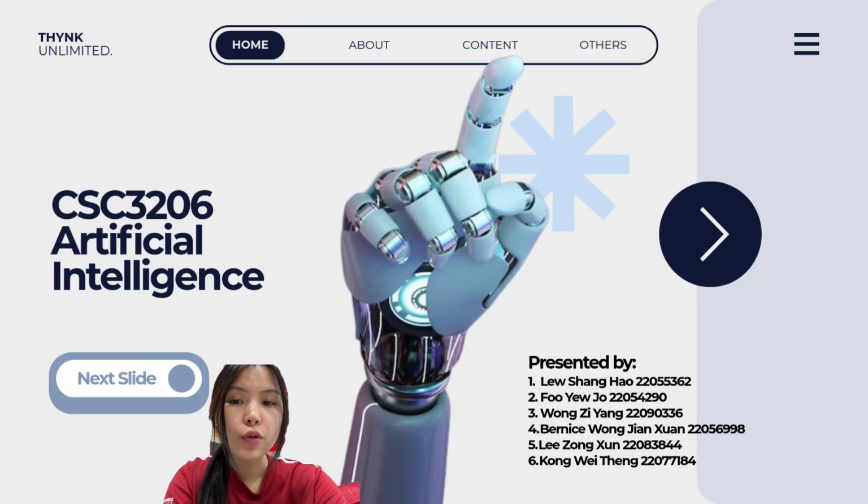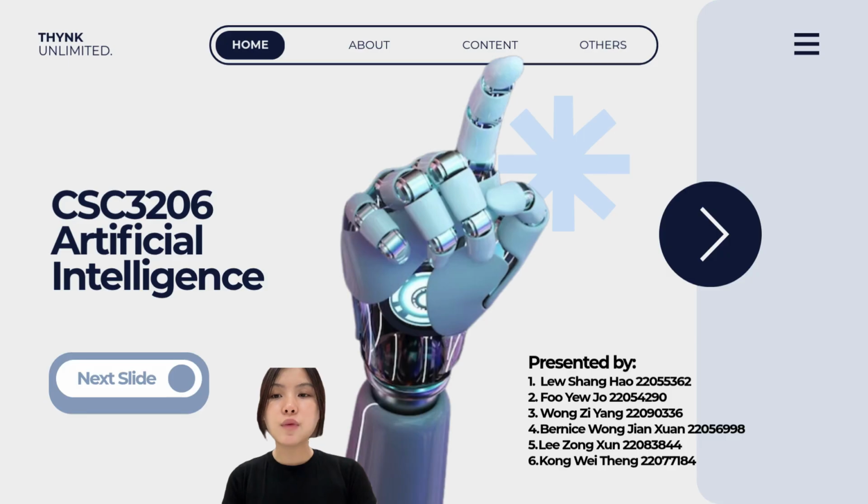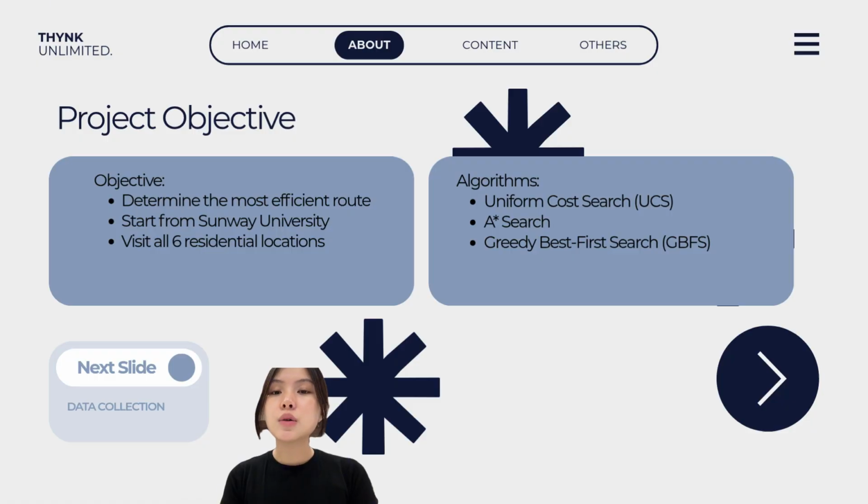My group will be presenting and focusing on applying artificial intelligence search algorithms to solve a road planning problem. Route planning involves finding the most efficient route to visit multiple locations while minimizing the travel distance. As the number of locations increases, finding the best route becomes more challenging. AI search algorithms can be used to systematically evaluate possible routes and identify the most suitable solution.